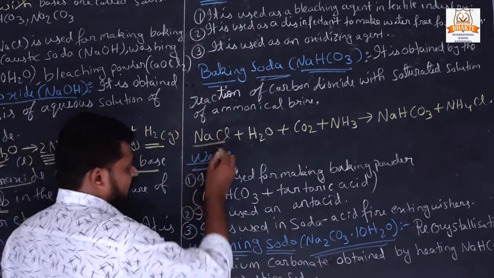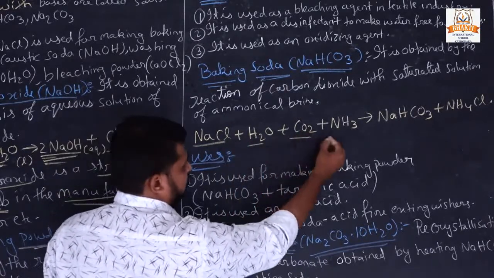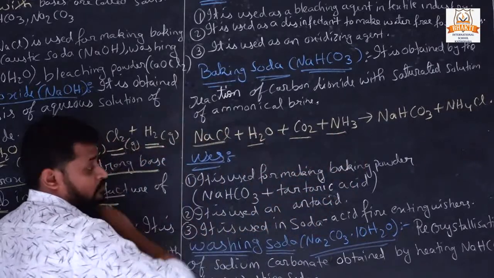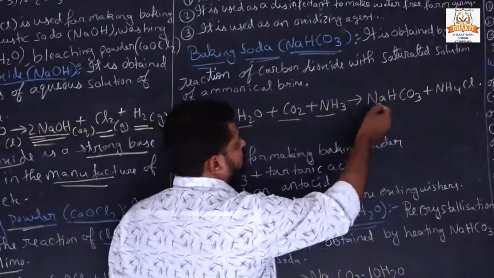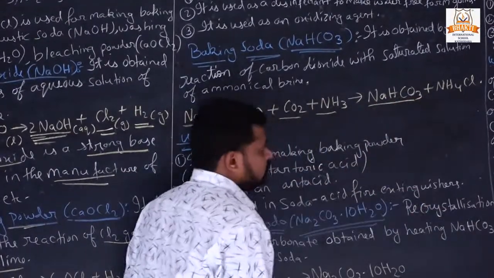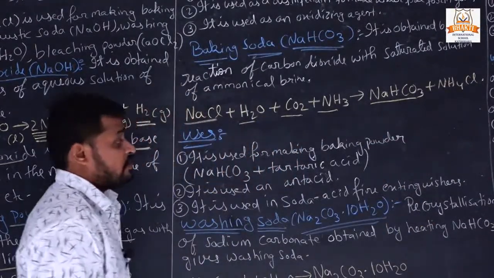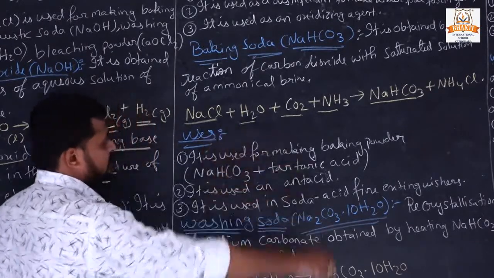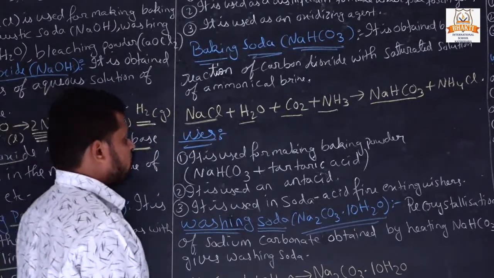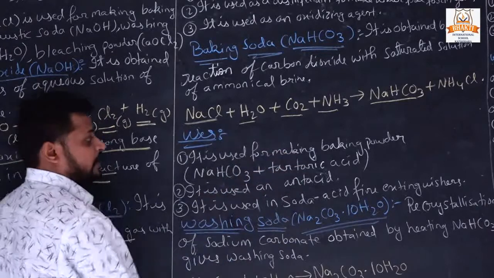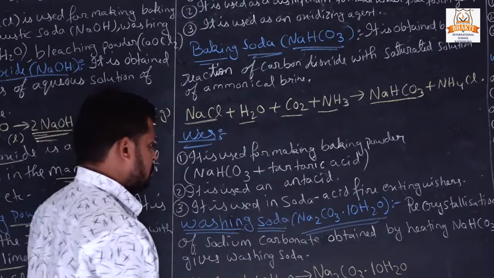Here NaCl is a salt. When we add water, carbon dioxide and ammonia to it, all these four reactants, we get baking soda and ammonium chloride. We get these two products when we react all four compounds. Where is it used? It is used for making baking powder that we use at home for making cakes and other things.